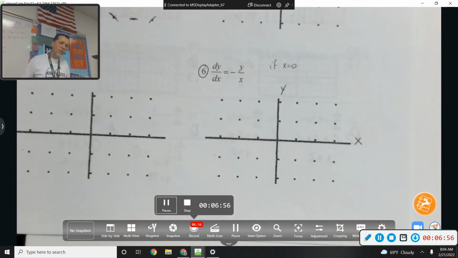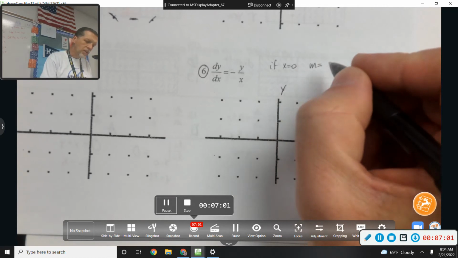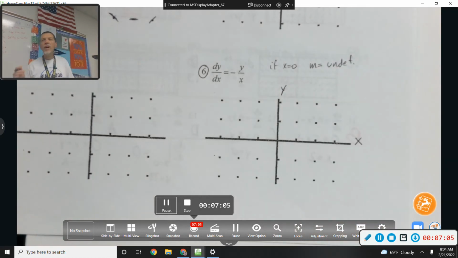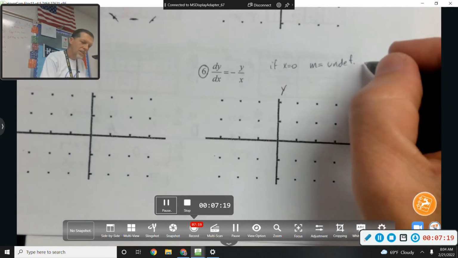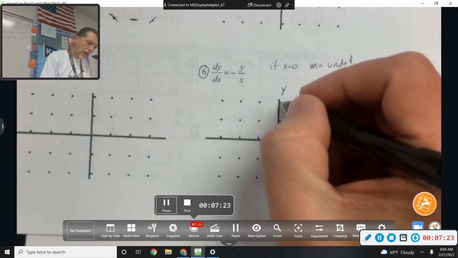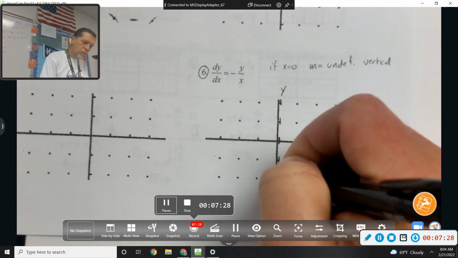Sometimes there's some easy points to pick off, like if x is 0, then the slope is undefined. But undefined doesn't mean there's not a slope. What does the slope piece look like? Maybe phrase it that way. What's an undefined slope look like? Vertical. So whenever x is 0, we have a vertical slope piece.